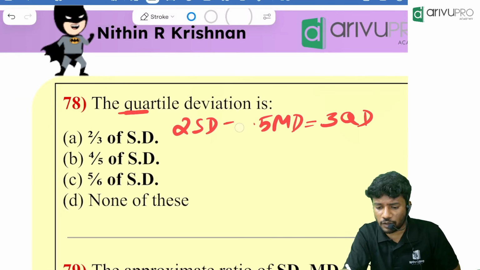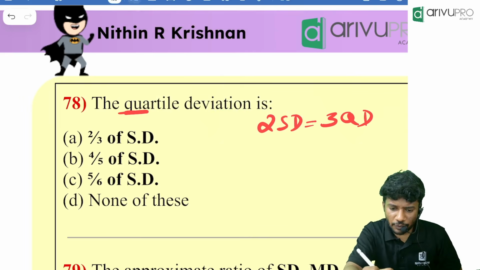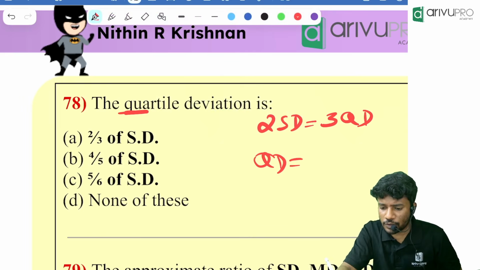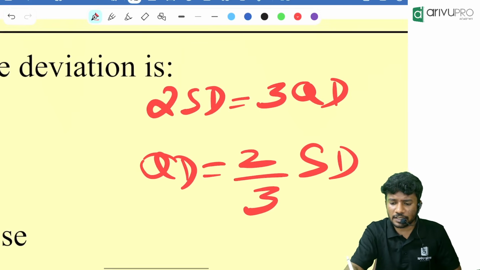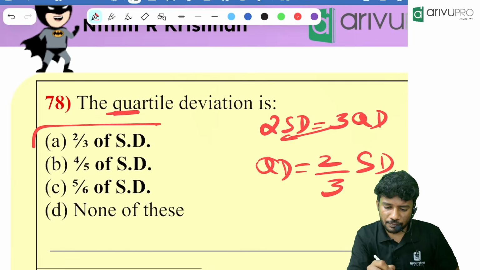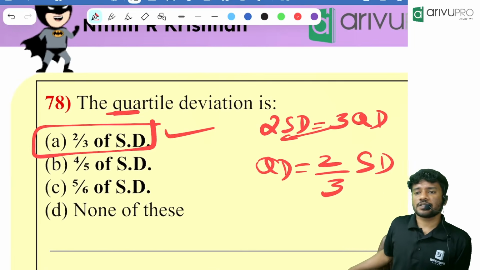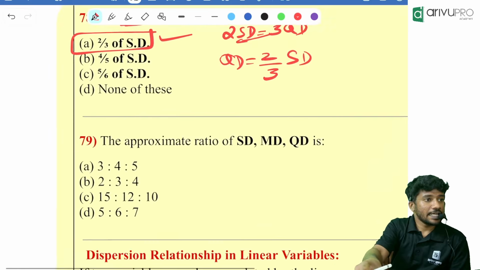So you will ignore the middle term. You only want 2SD is equal to 3 QD. Now you tell me, quartile deviation is equal to 2 divided by 3 of SD. How did you get 2 by 3? This 3 came to the denominator. So what is the answer, people? Option E. Everyone got it? Sure? Yes. Next one.